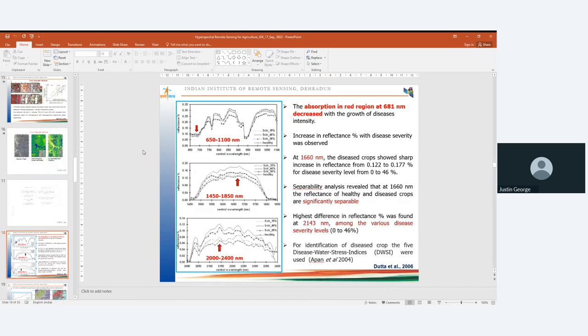What they did was that they subdivided the entire spectral wavelength range into different ranges, starting from 650 to 1100, 1450 to 1850, 2000 to 2400. And they used a pathological scoring technique. That means based on the symptoms on the leaf in a particular area, they will be categorizing those particular areas as belonging to a particular category. How much percentage is the disease intensity? Mainly the disease intensity they will be mapping.